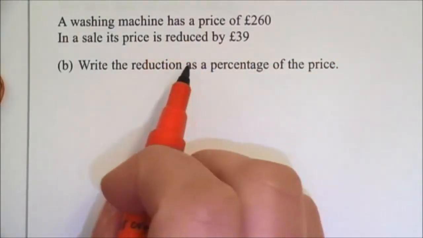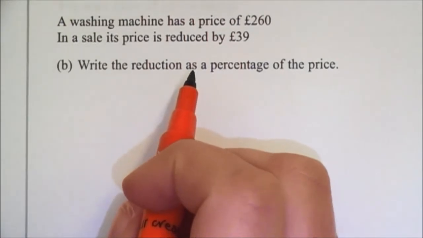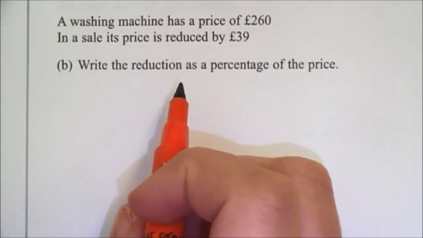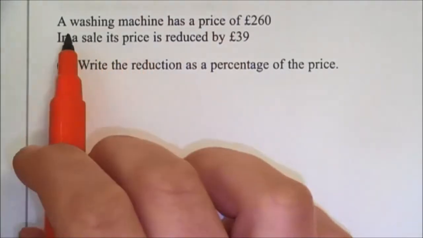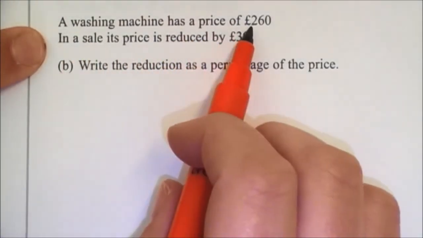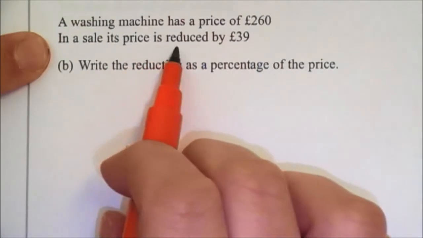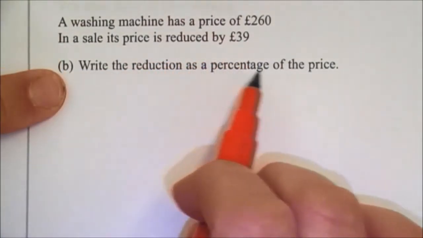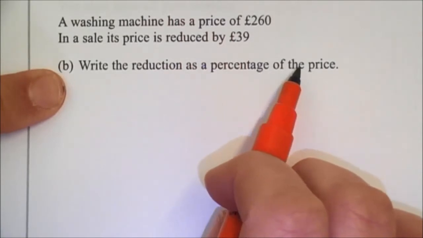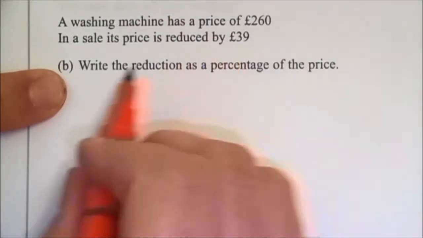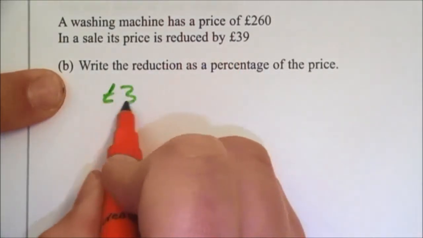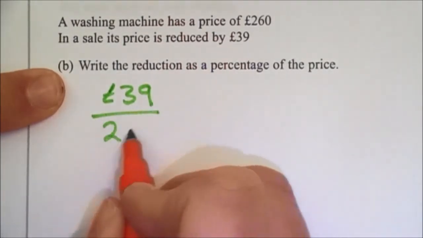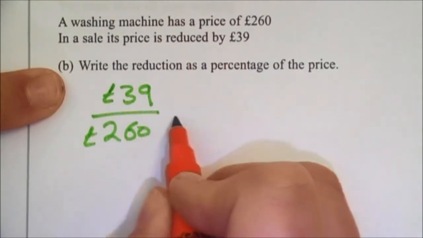Part B is dealing with the reduction in price, but this time you're not reducing it. The reduction's already been done. You have to work out what percentage it's been reduced by. So a washing machine has a price of £260. In a sale, its price is reduced by £39. Write the reduction as a percentage of the price. So what am I actually looking for? I want to know what £39 is out of £260.